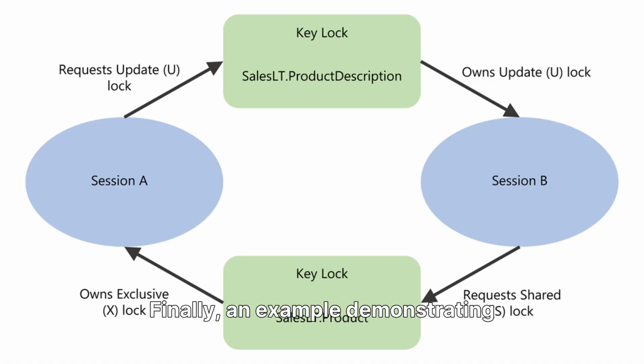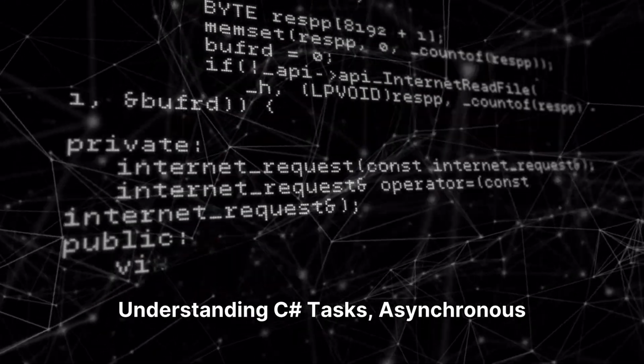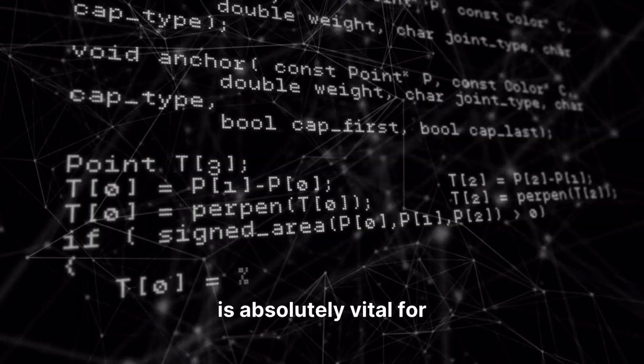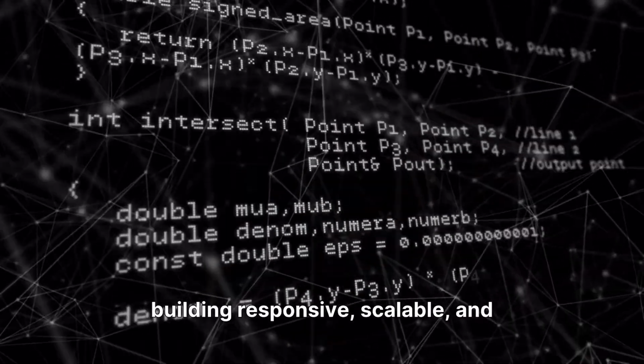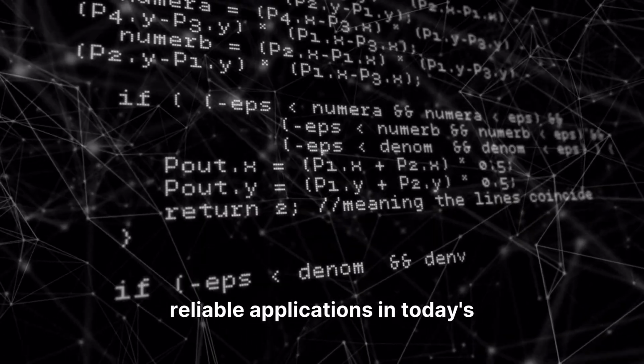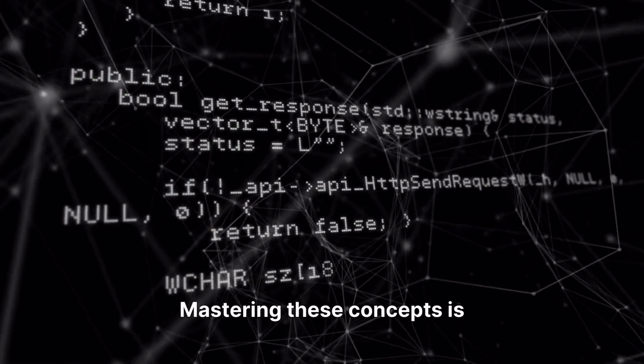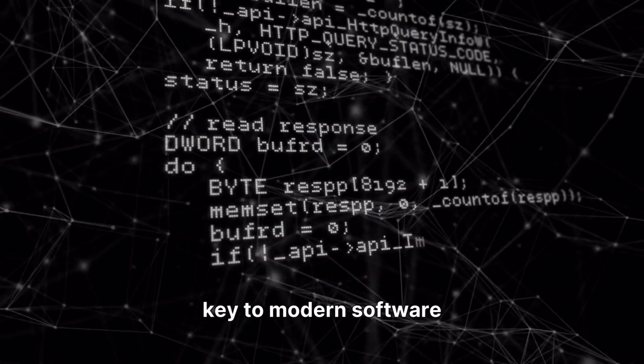Finally, an example demonstrating techniques to avoid deadlocks in your C# applications, such as consistent lock ordering. This practical example highlights how careful design can prevent common concurrency pitfalls. Understanding C# tasks, asynchronous operations, and thread safety is absolutely vital for building responsive, scalable, and reliable applications in today's multi-core environments. Mastering these concepts is key to modern software development.